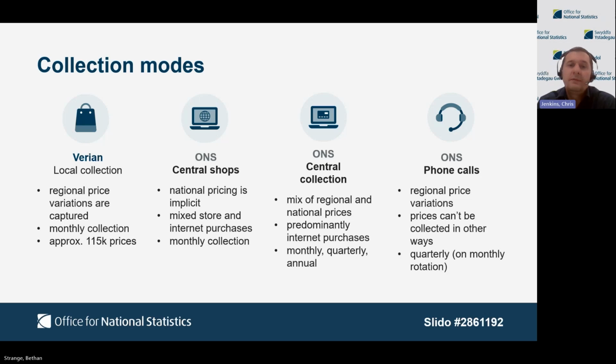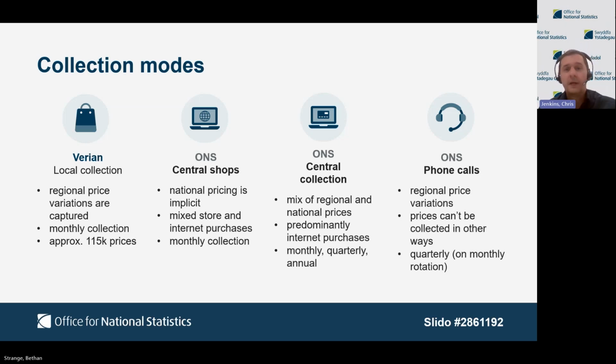So we get administrative data for many items in the basket, such as data from other government departments. That means in these cases that we don't have to collect the data for ourselves. For example, we get rental price data from the Valuation Office Agency and the devolved administrations. There are 4 other main modes of collection that are used to produce our consumer inflation.